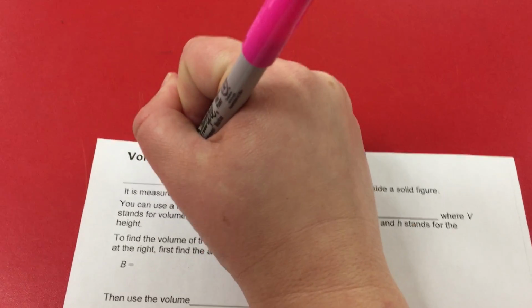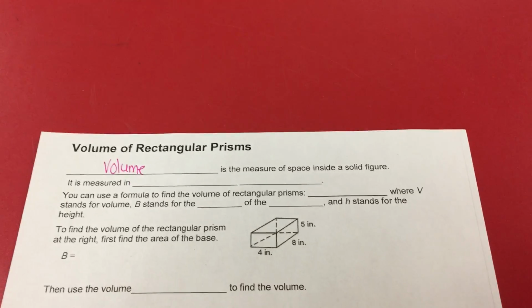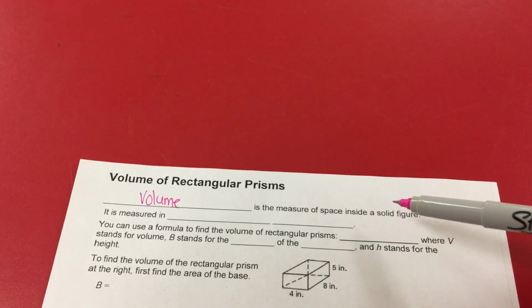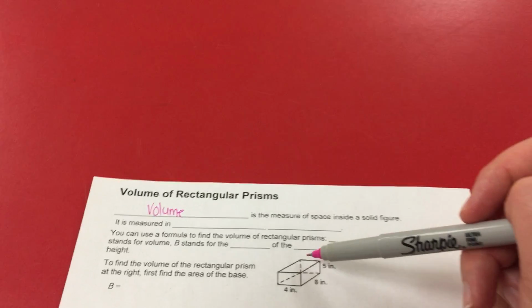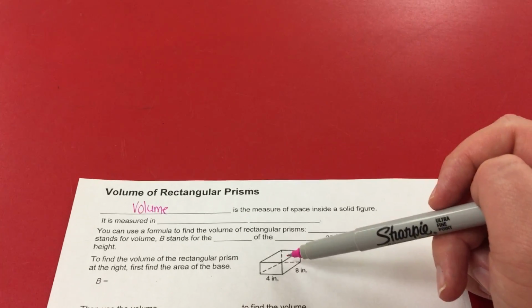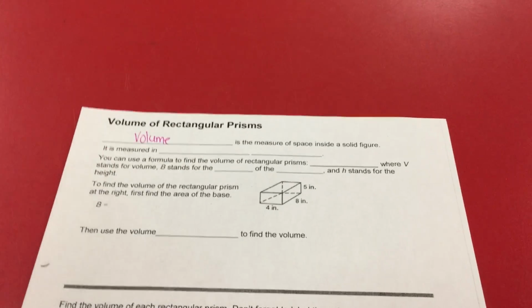Okay, starting off, volume, which you've heard of before in 5th grade, is the measure of space inside of a figure, a solid figure. So like if I were able to poke a hole in here and fill it with water, volume is how much water it would hold, or how many of something it would hold.